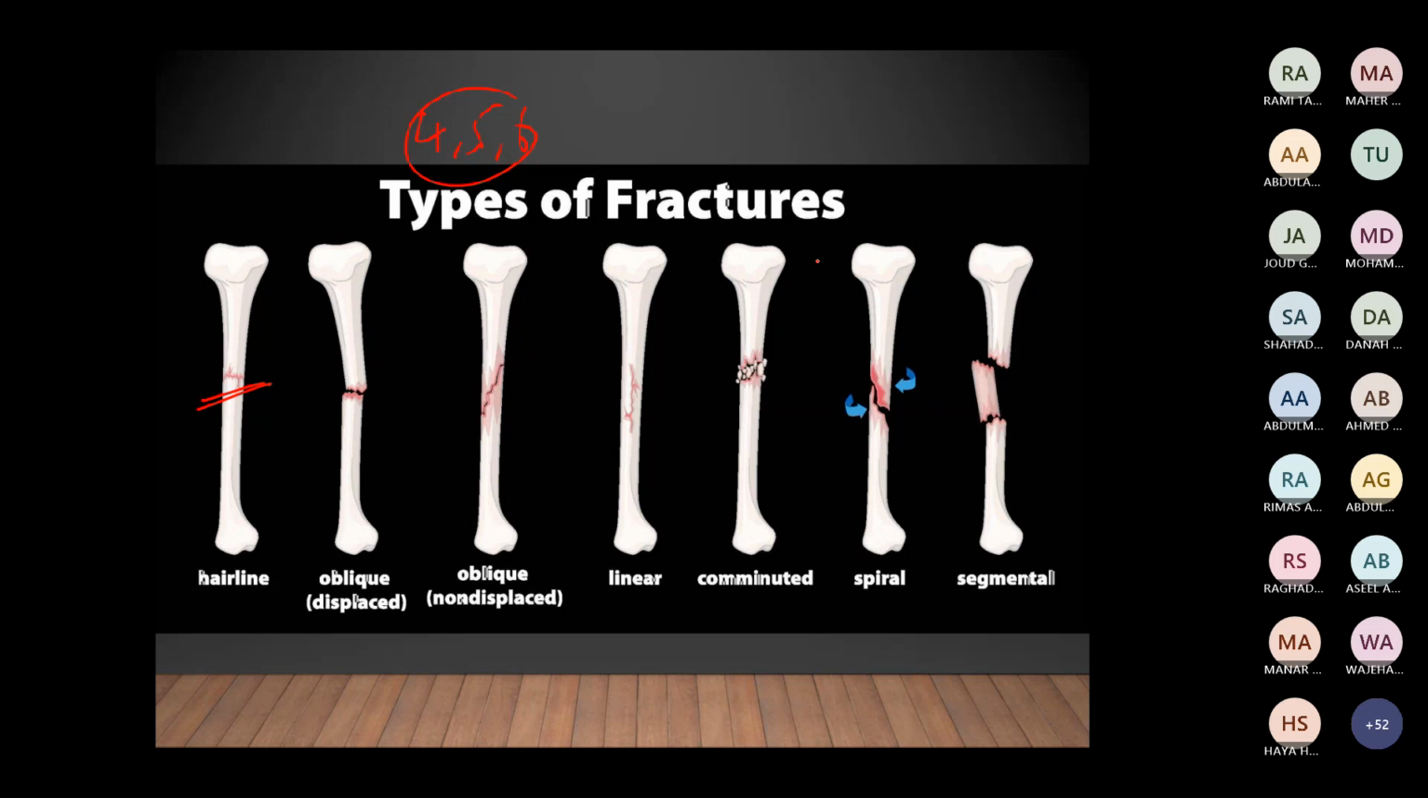This is called an oblique, displaced fracture. This is also oblique, non-displaced. Displaced. This is not displaced. This is intact, but this is an oblique fracture. Here a linear fracture. Here is a comminuted fracture, where the bony fragments are clearly visible. This is a spiral fracture. It's something twisted like that. This is a segmental fracture. This is only for your knowledge sake.